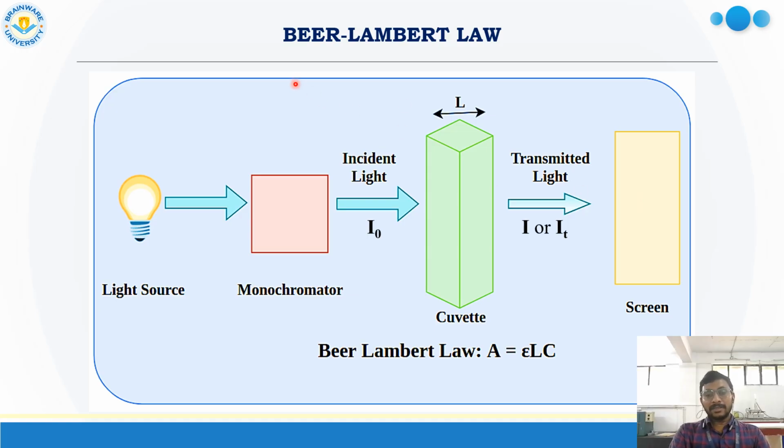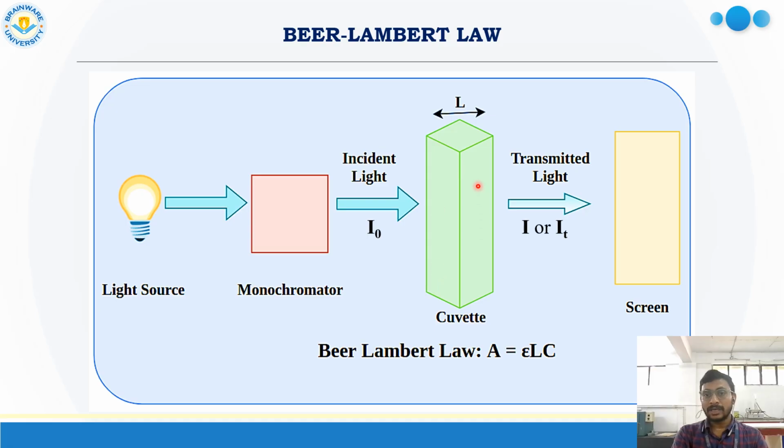Now, the basis of this spectroscopy is the Beer-Lambert law. We have a light source, and we send this light through a monochromator. After passing through the monochromator, only one particular wavelength of light comes out, and that light is considered the incident light. Incident light means the light that is entering our sample solution.